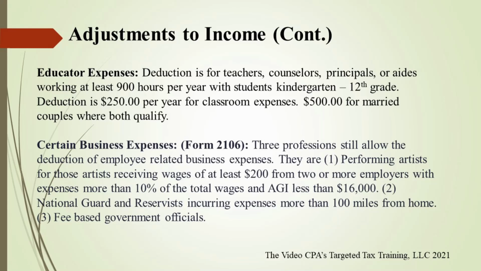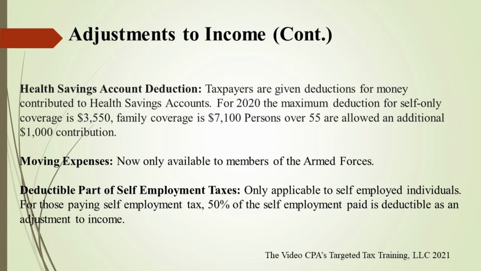And then fee-based government officials. And so if you're a fee-based government official and you've got qualifying business expenses, which would be mileage, it could be time away from home overnight, that type of thing, you can expense this on Form 2106, and that will go to your adjustments to income. So those are the first 2 adjustments. Now, there's a bunch more.